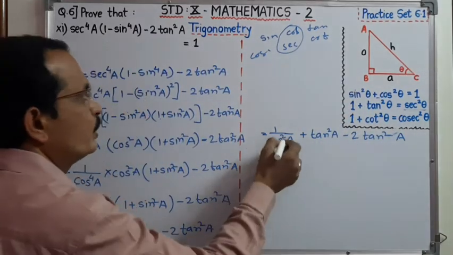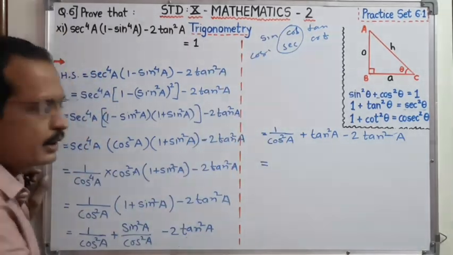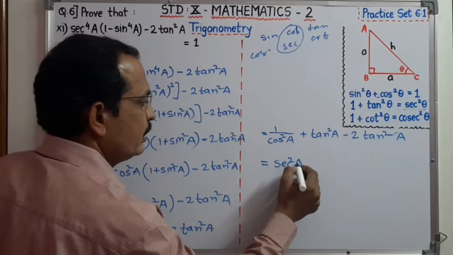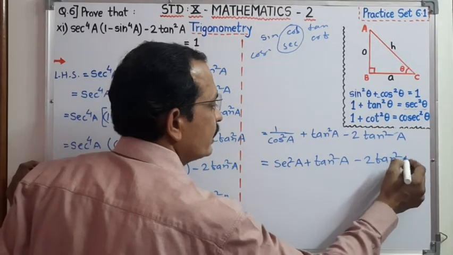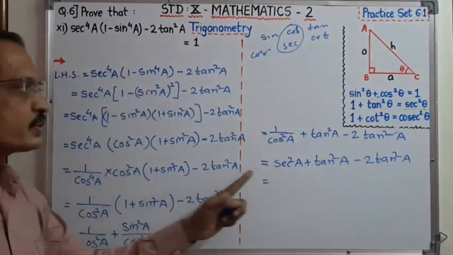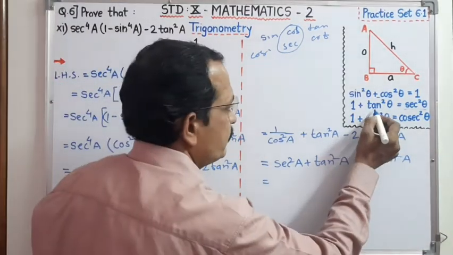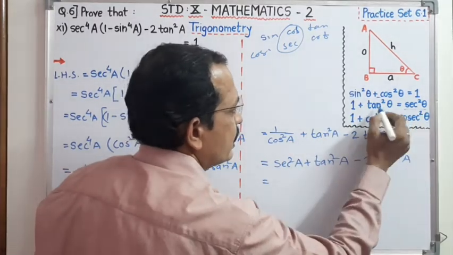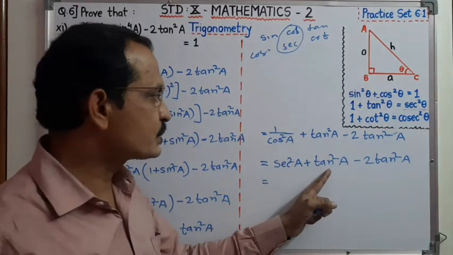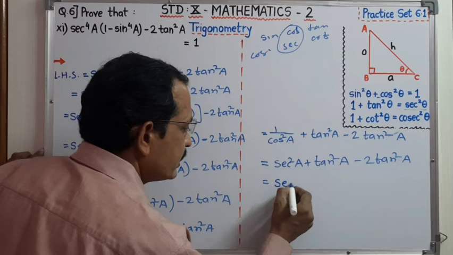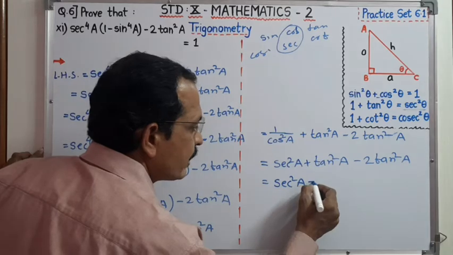Now dear students, see, 1 upon cos square a means, see, cos and sec are inverse. Therefore we can write here sec square a plus tan square a minus 2 tan square a. Here, by using this identity, sec square theta, this tan square theta goes on that side. We can write this sec square a, this tan square a minus 2 tan square a, it is minus tan square a.